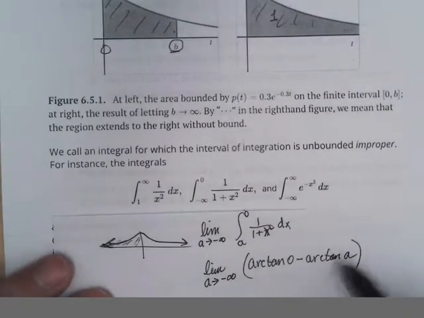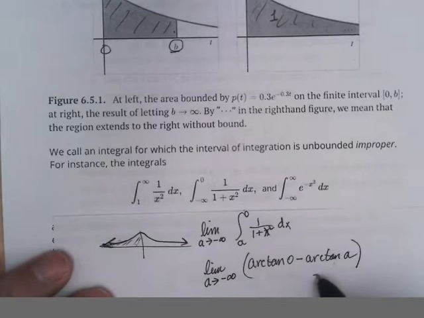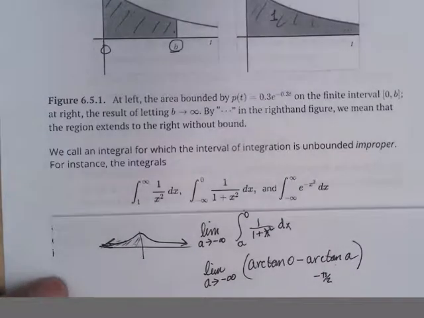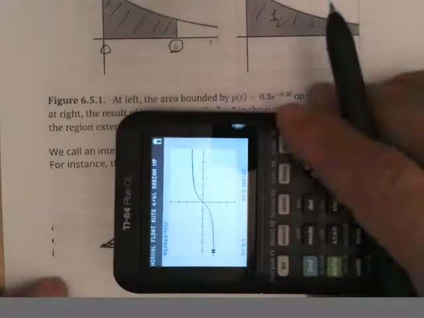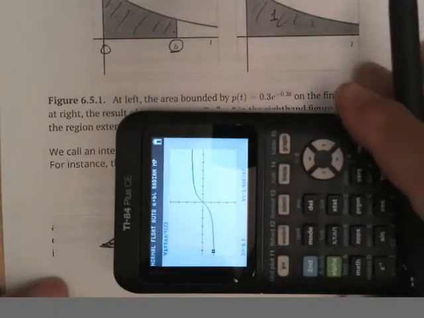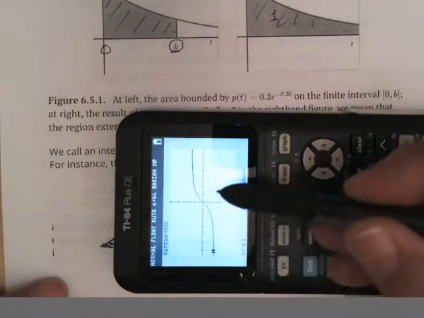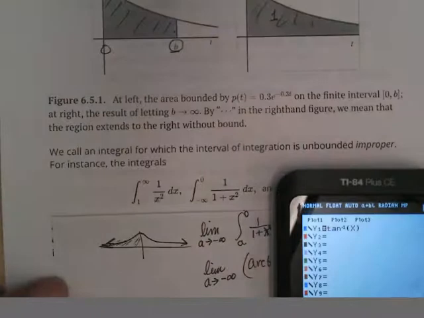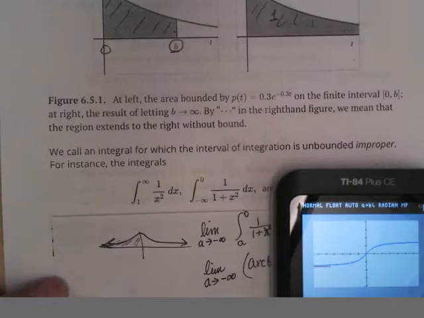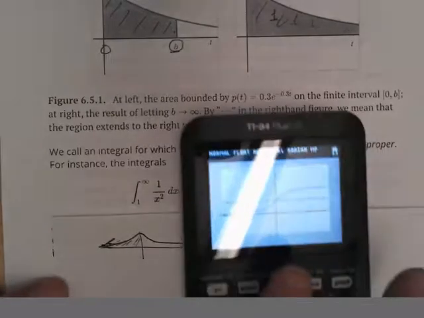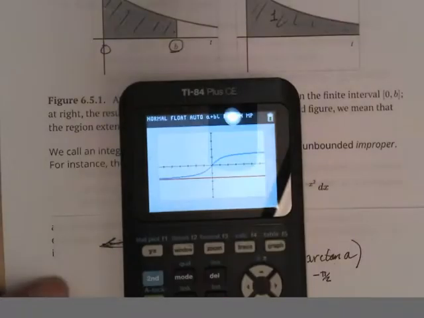What this approaches is negative pi over 2. Because if you look at it this way, this is a tangent curve turned upside down, but tangents have asymptotes at pi over 2. Let me show you that. I'm going to go to y equal and type in negative pi divided by 2. Graph. Do you see how it's getting closer and closer to negative pi over 2?